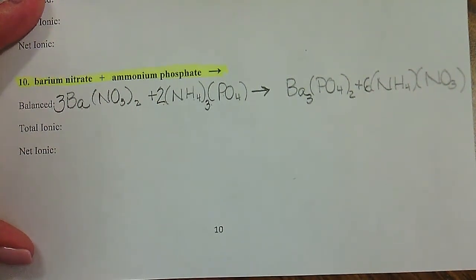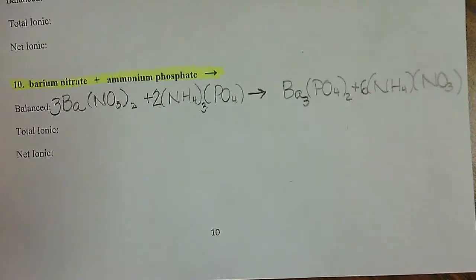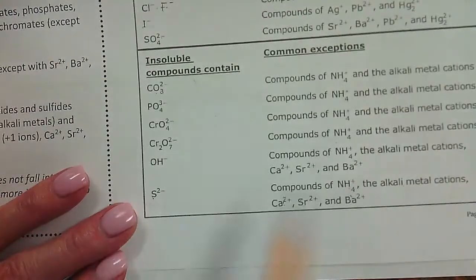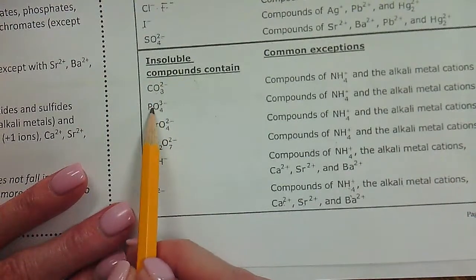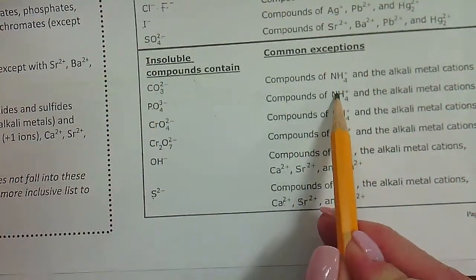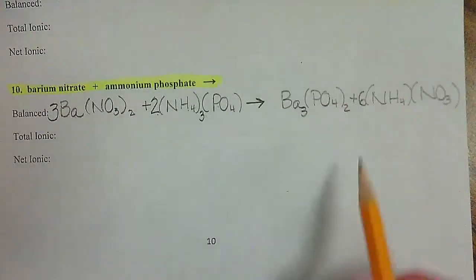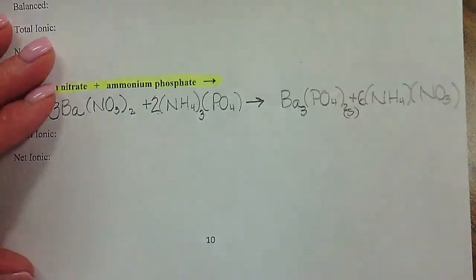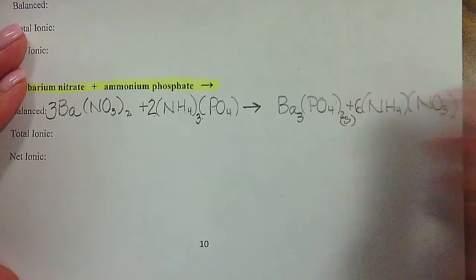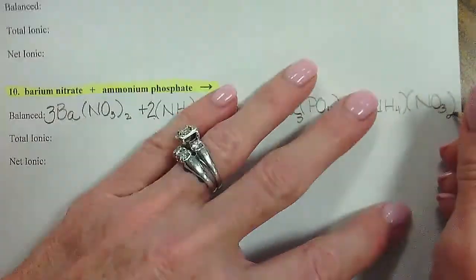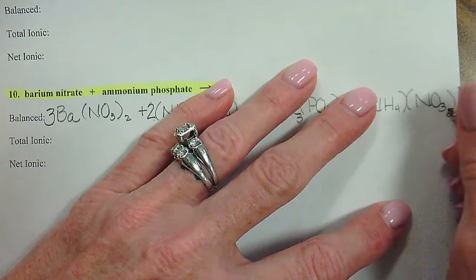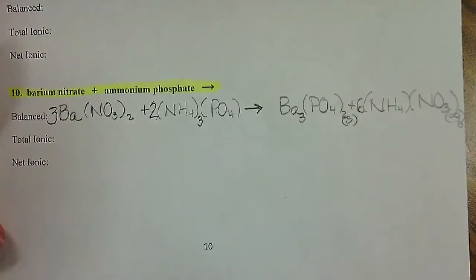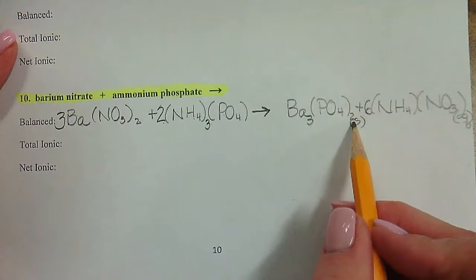So I'm going to break this apart. First I need to check and see if I have any solid products or if everything's aqueous. So I first look up the phosphate. Phosphate is down here in the insoluble compounds. So phosphates are insoluble unless it's ammonium phosphate or an alkali metal phosphate. Well, barium is not an alkali metal, so this is a solid product. Nitrates and ammonium are always aqueous, so AQ. There we go. All right, so now I can break this apart. I know I have the solid product.